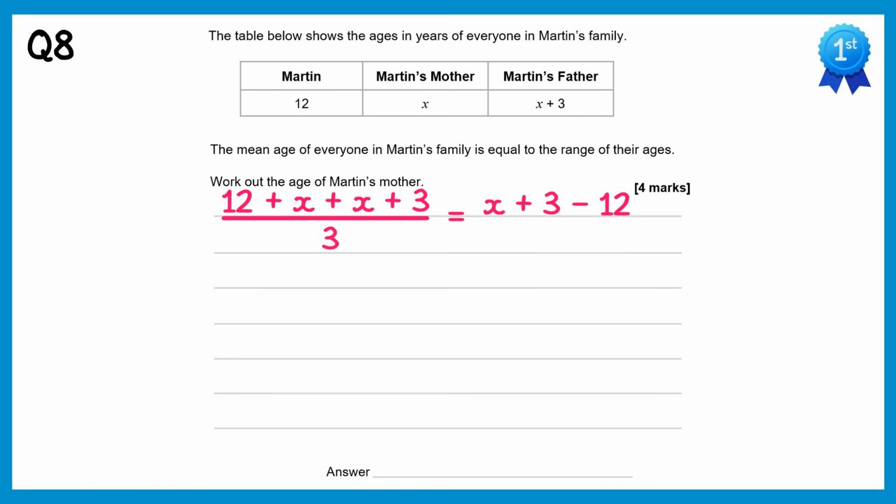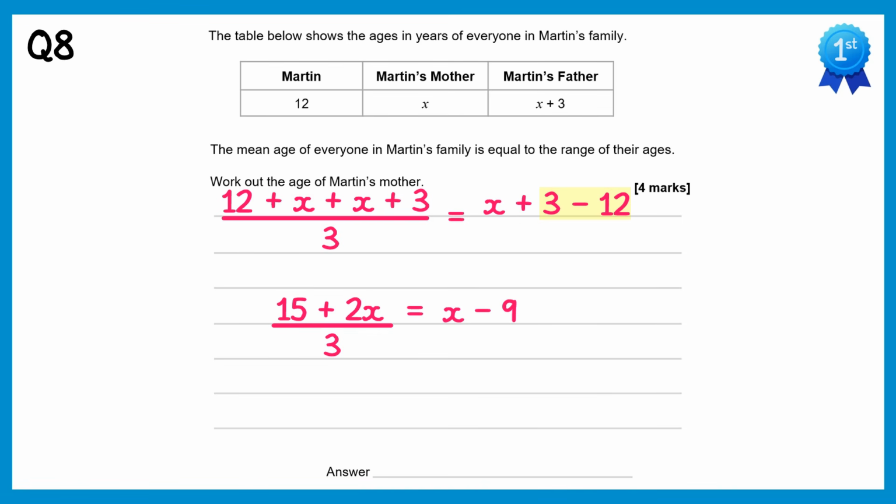We're going to simplify this part here first by adding the two x's together and adding the 12 and 3. So that's just 15 plus 2x, and this is divided by 3. On the right hand side, we've got 3 take away 12 here, which is negative 9, so the right hand side is just x take away 9. Now we can multiply both sides by 3 to remove this fraction.